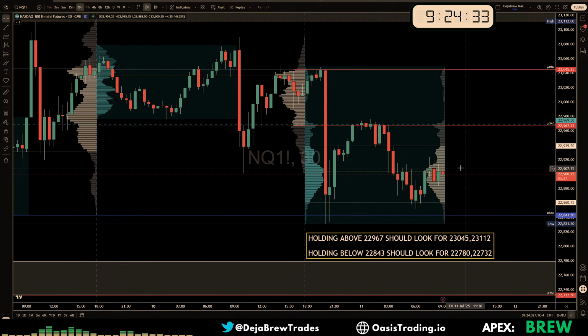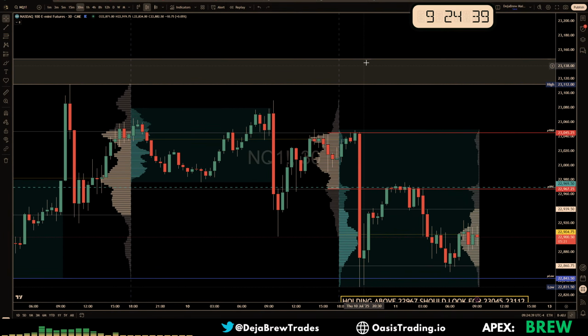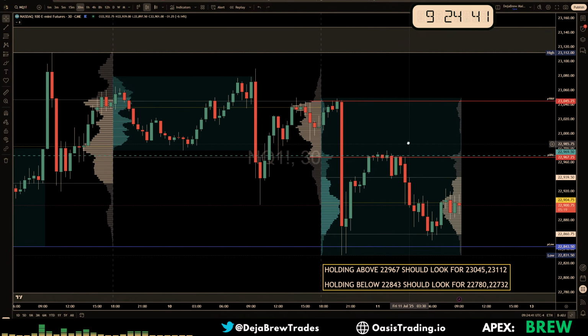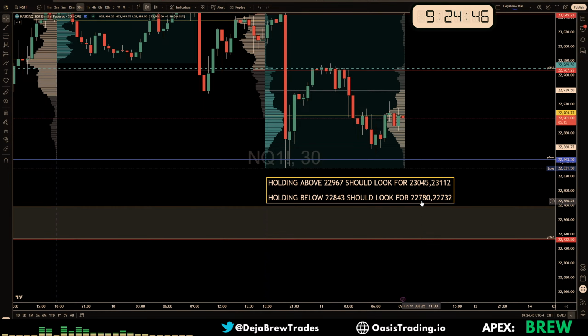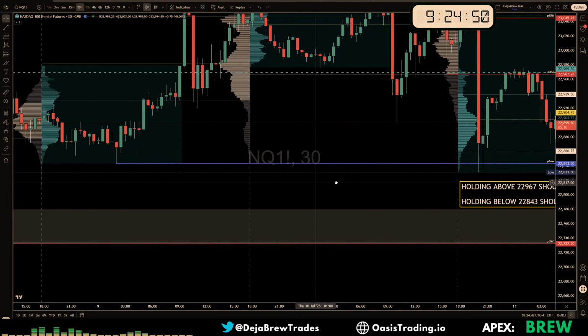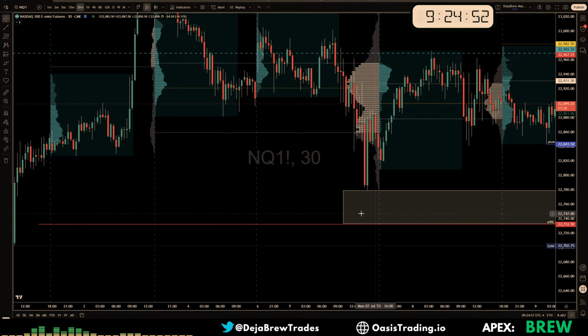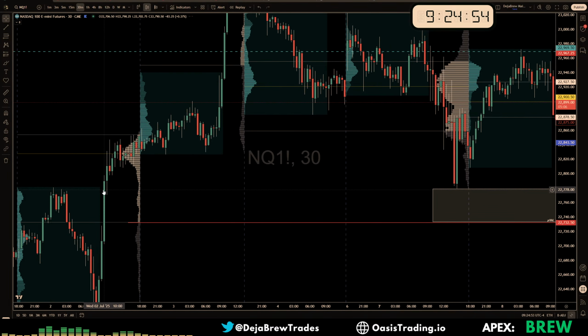Let me double check. Holding above 967, yesterday's value low, we're going to look for 0.45, the value high, and 112. That is a prior high and a fib level, I believe. And then below 843, we're going to look for 780 and 732. I believe that was an incomplete auction, way back from Wednesday the 2nd.